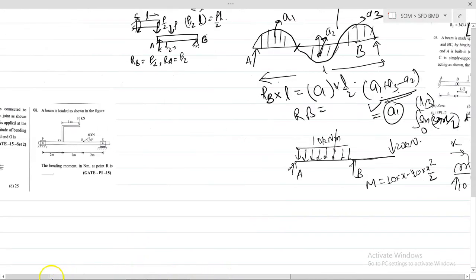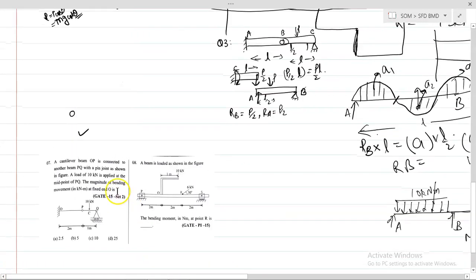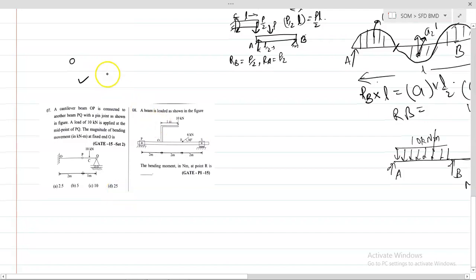And now the next question is, so this is the next question. A cantilever beam OP is connected to another beam with a pin joint. You need to find the bending moment at this point. So this load you can just simply transform to like this. If I split this part, and this is your reaction at other end.